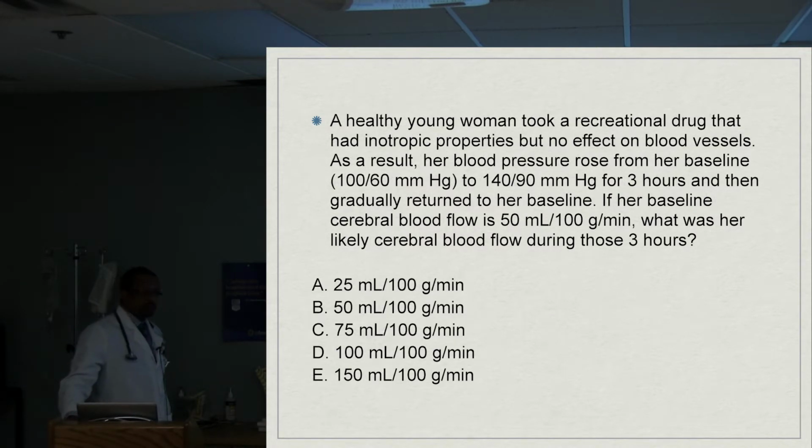Okay, this is just a simple physiology question, if someone takes an exam. We have a healthy young woman with 2 lines, and she's healthy. She took a recreational drug that had inotropic properties but no effect on blood vessels. As a result, her blood pressure rose from her baseline 100/60 to 140/90 for 3 hours, and then gradually returned to baseline. If her baseline cerebral blood flow is 50 ml per 100 gram per minute, that's how we measure the blood flow.